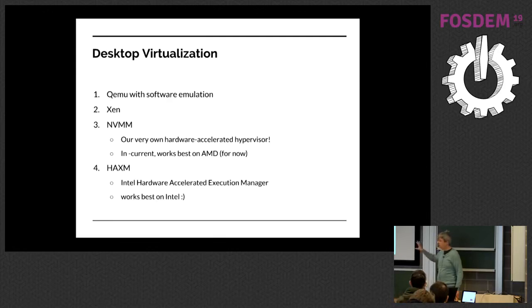And what both of these share is that the front end to manipulating them is QEMU again. So you compile QEMU with the backends for these two, and it'll select the one that works, I suppose. Or you can give it a command line option to say, I want to run this VM with HAXM or with NVMM. And then you'll have basically the full speed of your hardware.